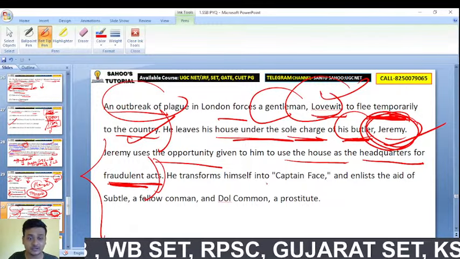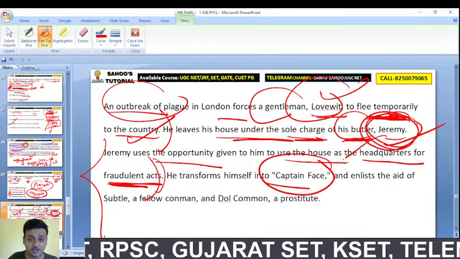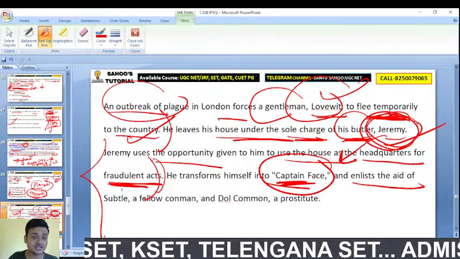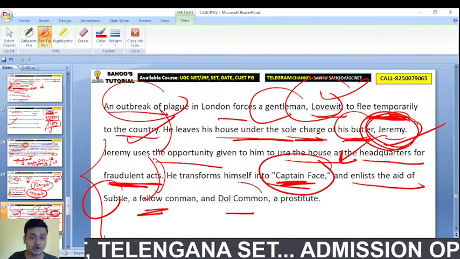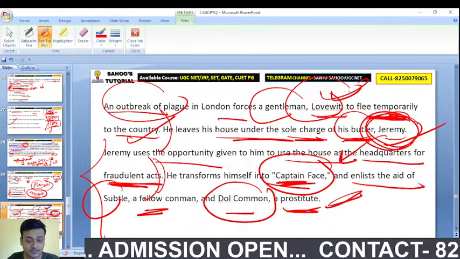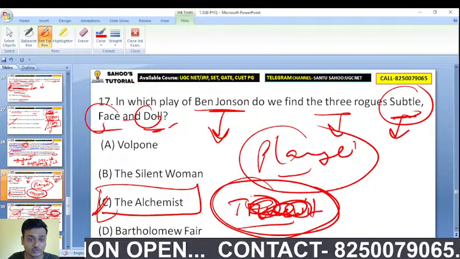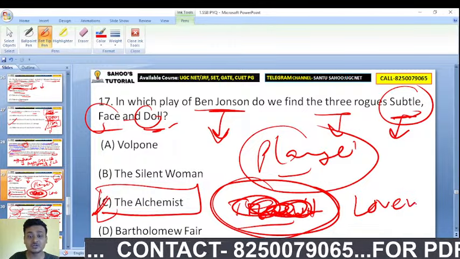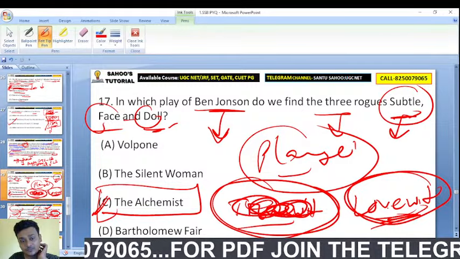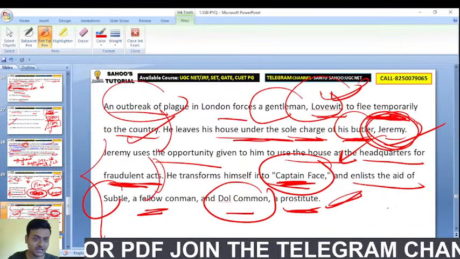He transforms himself into Captain Face. So it was Jeremy who transformed himself into Captain Face and enlists the help of Subtle, a fellow conman, and Doll, a prostitute. I'm extremely sorry, it's not Truweed, it's Lovewit actually.